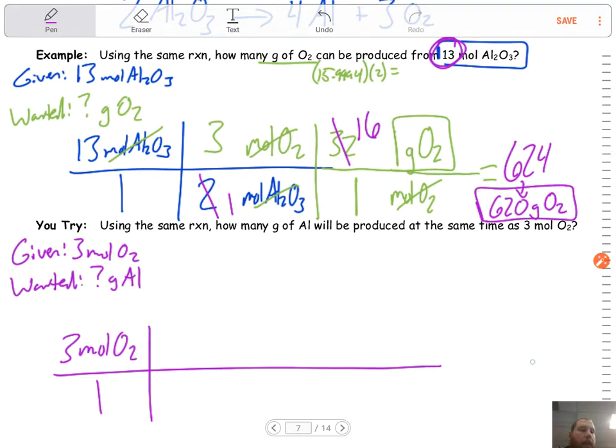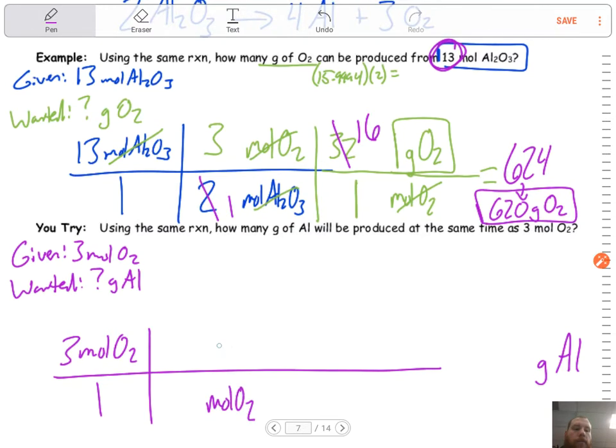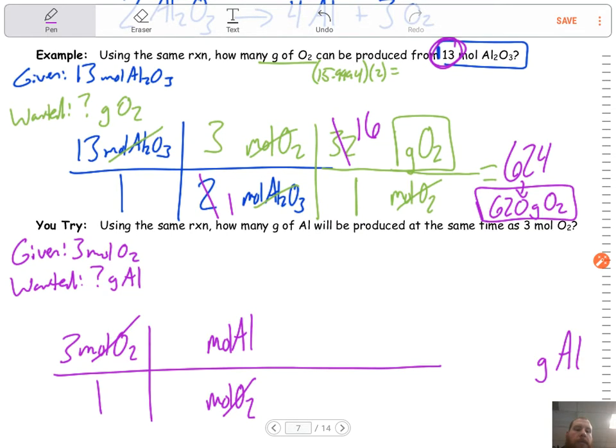Now think about what you're trying to end up with. I'm trying to get to grams of aluminum in the end. So not only am I going from moles to grams, I'm also going from oxygen to aluminum. I've got to transfer substances first because I have moles to start. So moles of oxygen on the bottom, moles of aluminum on the top. This is going to allow me to go from one substance to another.